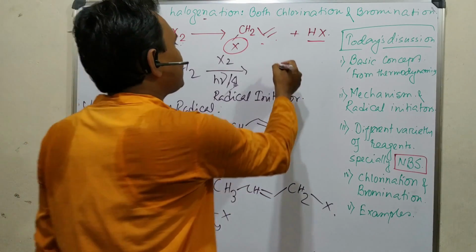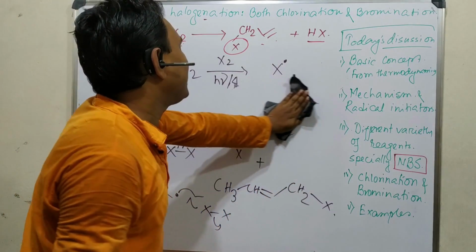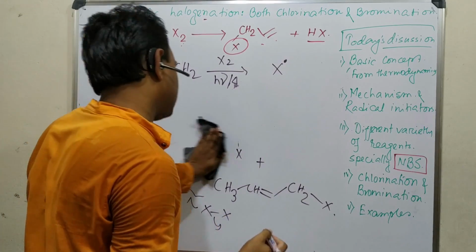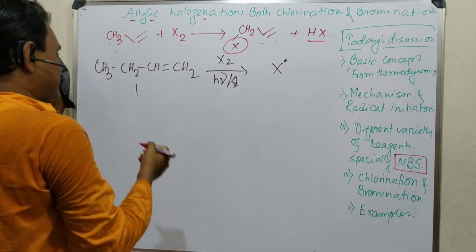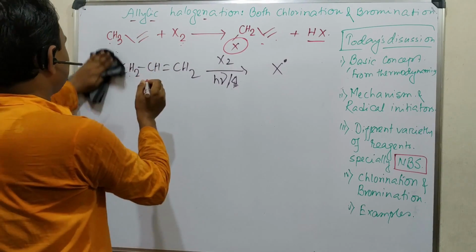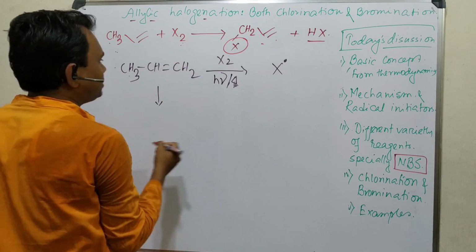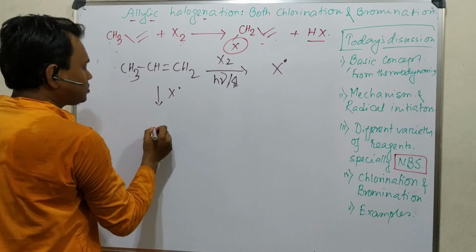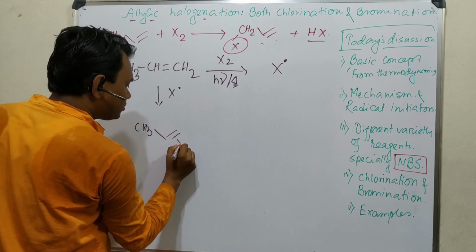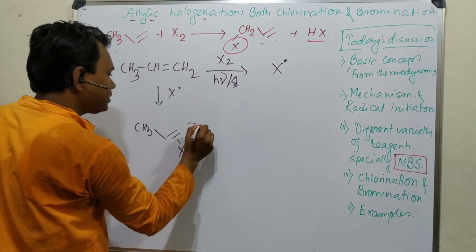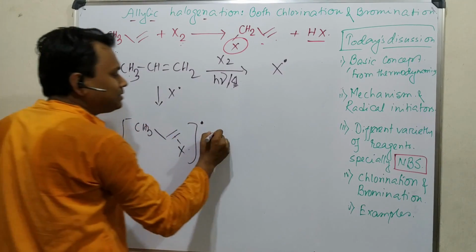Why? Because as I told, a radical is produced. Some people may think, okay, radical is produced, fine, so why does it react only with the allylic one, not the double bond one? Logically it should react. So yes, it can react with the double bond. For example, let's consider this. If it reacts with the double bond, what will be the product? This X, so that will be CH3, this double bond attached to this X, meaning X dot. So overall it is a radical. Fine. This is relatively less stable.